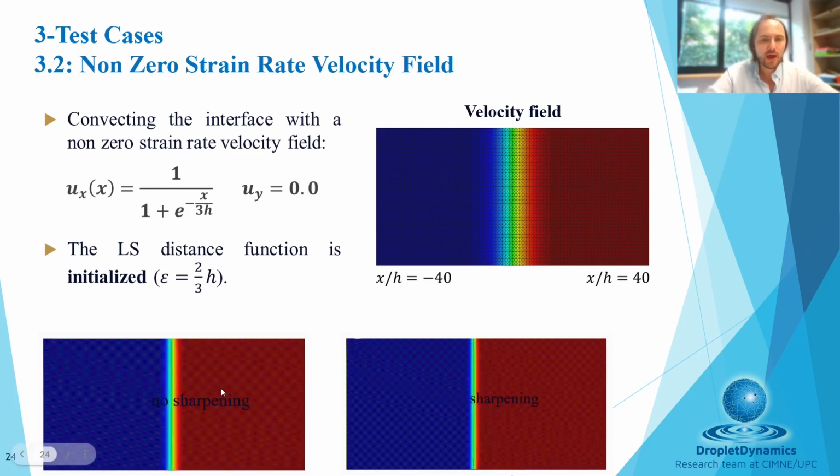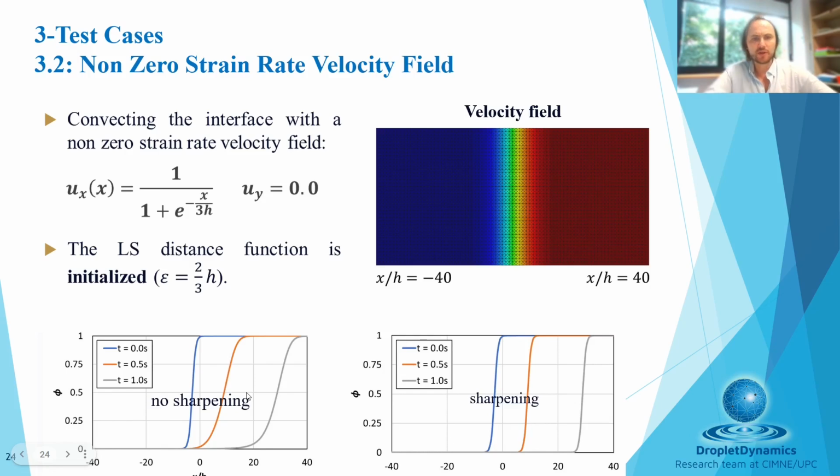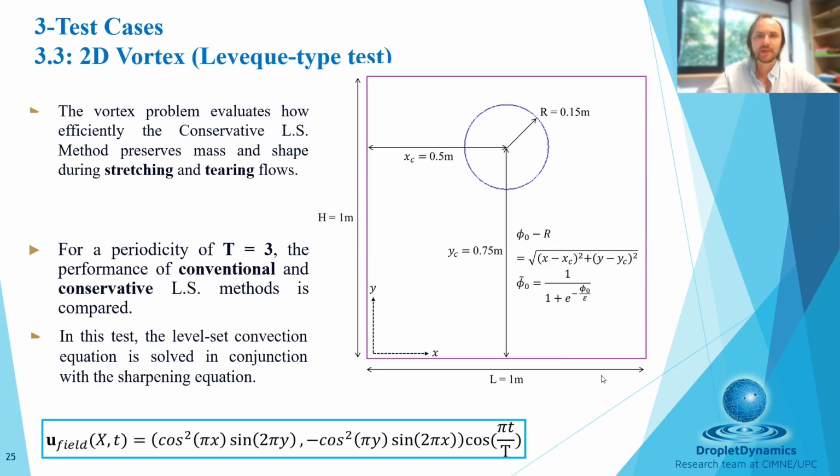So if you apply the methodology without sharpening and start convecting it, you will see that the level set function will start losing its steepness. Okay, you can see it here already after some time steps. And here, the figure on the right shows that if you apply the sharpening, then this level set function remains intact.